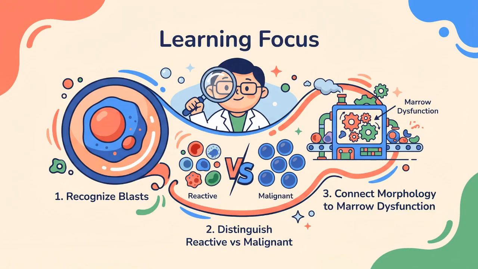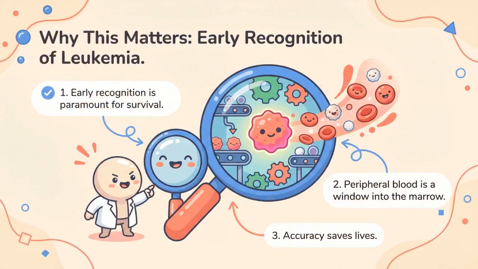This focus on early recognition is critical, and we'll explore why next. The ability to accurately recognize blasts and differentiate between reactive and malignant patterns isn't just an academic exercise. It has profound clinical implications. Early and accurate recognition of leukemia is paramount for patient survival and effective treatment. Leukemias are aggressive cancers of the blood and bone marrow, characterized by the rapid proliferation of abnormal, immature blood cells. If left undiagnosed or misdiagnosed, these conditions can quickly progress, leading to severe complications and often fatal outcomes.